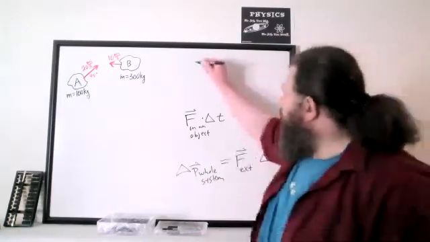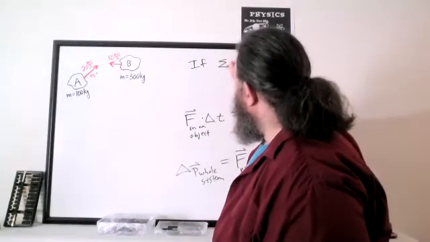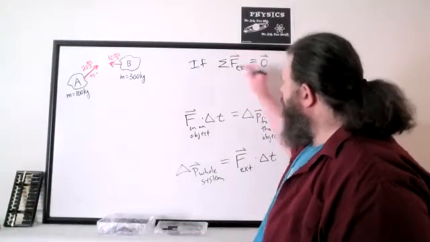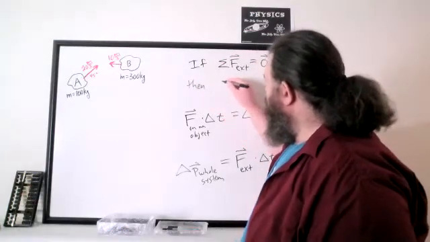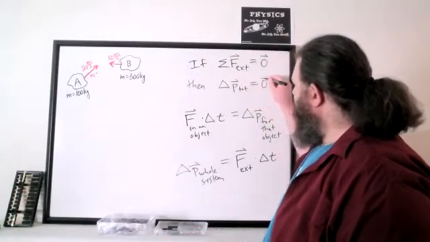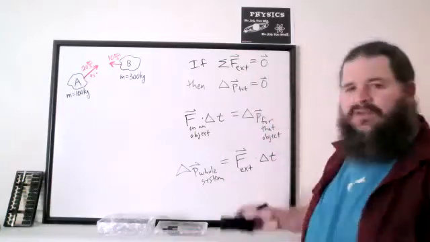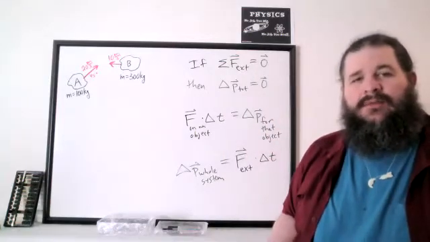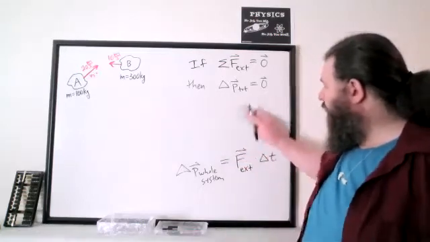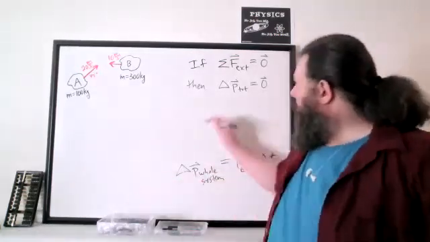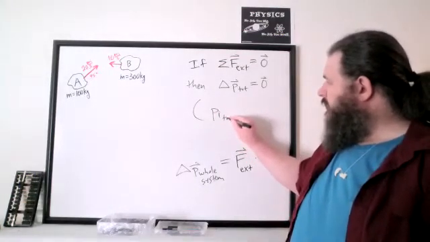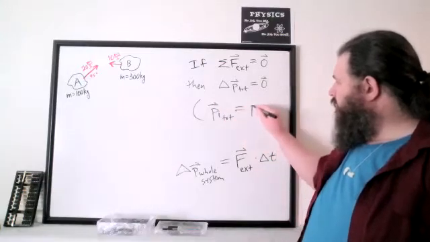So we can say that if the sum of the external forces is 0, maybe there even are some external forces, but they add up to 0, then we know that the change in total momentum of the whole system is 0. And we write a vector sign over the 0 here because we're not really talking about the number 0. We're talking about a vector whose components are all 0, whose magnitude is 0. And another way you could say change in momentum is 0 is you could say that the initial total momentum is the same as the final total momentum.